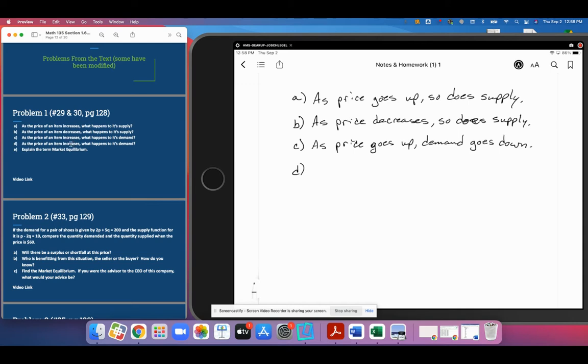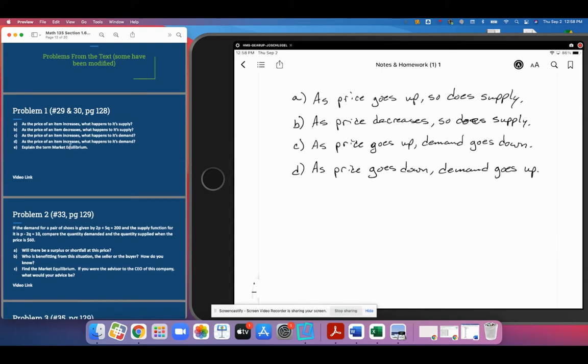As price of an item decreases, what happens to demand? So as price goes down, demand goes up. And so this is an example of things going on sale or that sort of thing. As the price goes down, people tend to want to buy more of it.